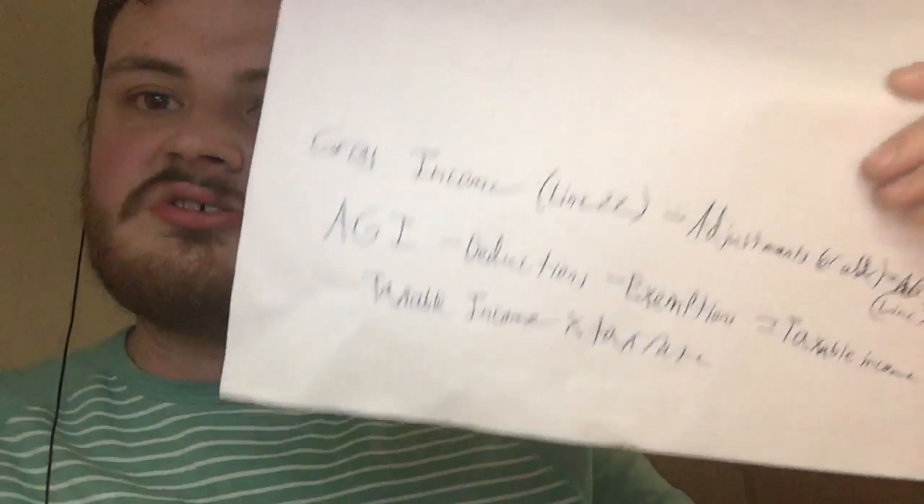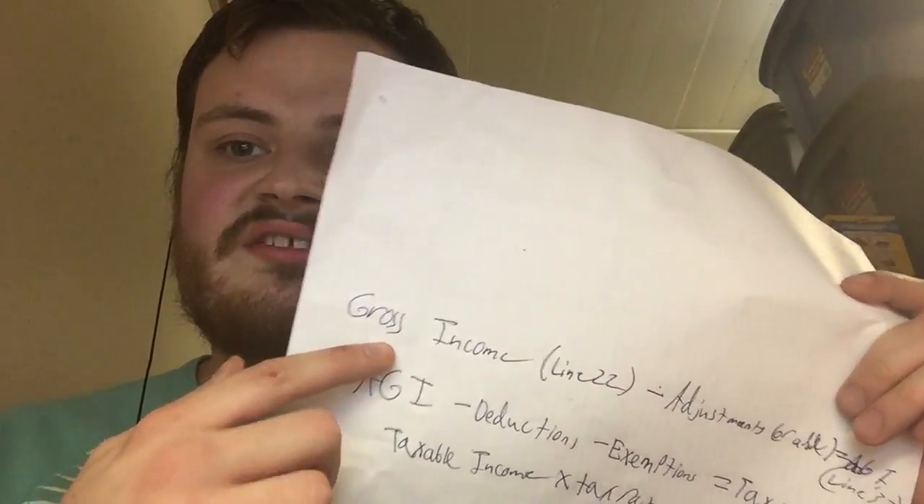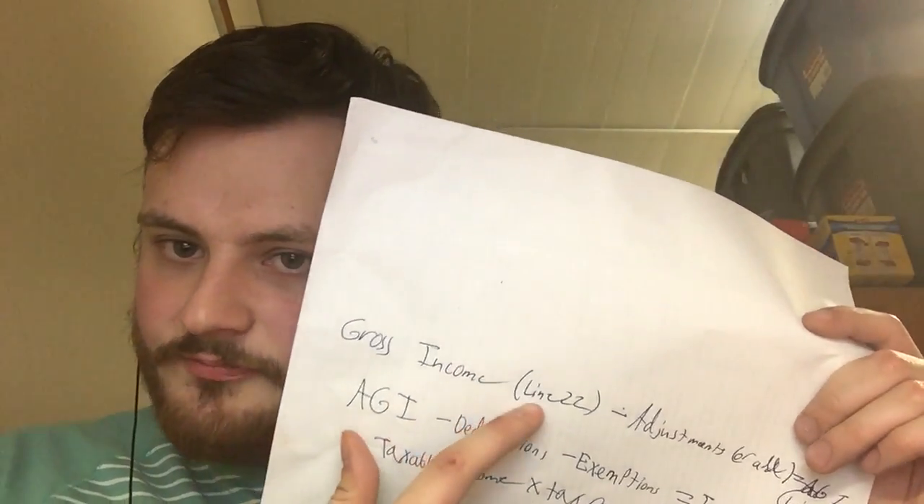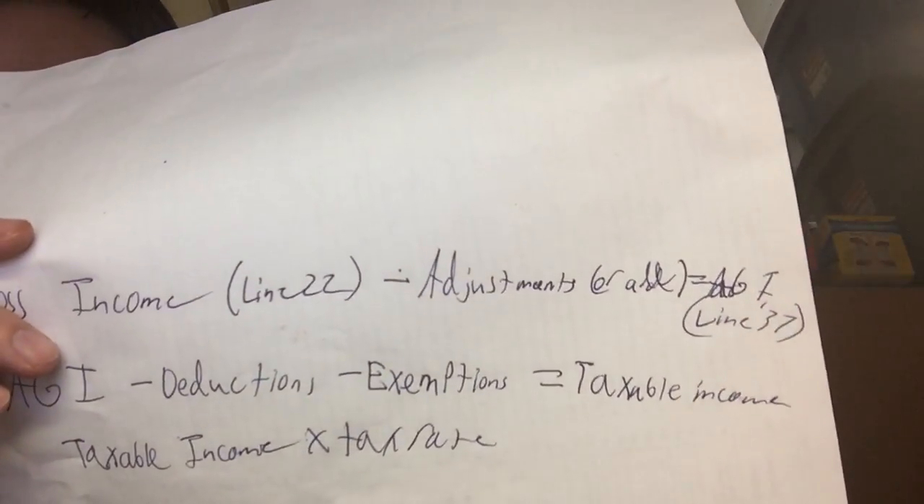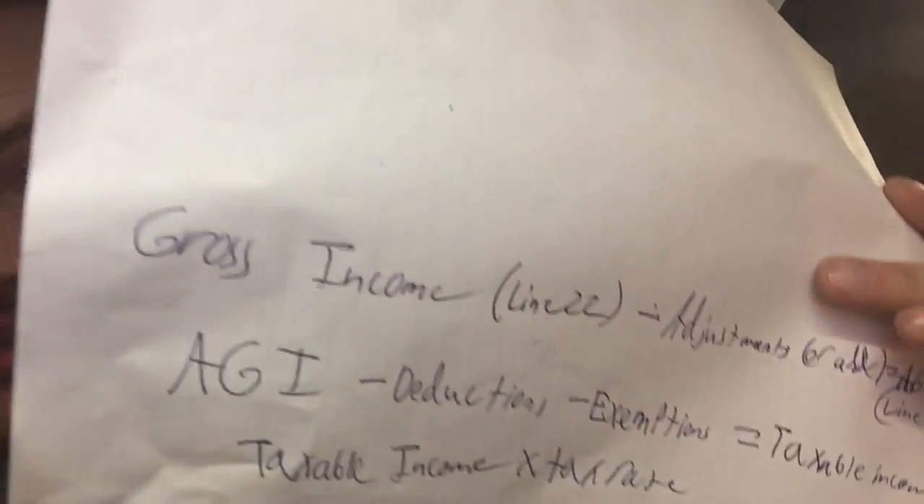So when you figure it out, I wrote out the formula here. This isn't actually complete yet, but we've got your gross income. This is line 22 of the first page, okay? We subtract the adjustments or add them in, depending on your circumstances. But then after we do it, we get the adjusted gross income, AGI.